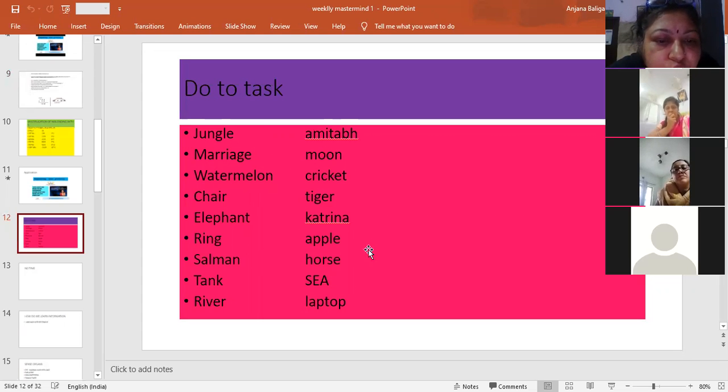You have to create a story of all these 20 words and put it in the group. In the Mind Memory Mastery paid group, you are going to put the story. Then I'm going to link you to a Facebook group also. There also you can post your story. Is it clear? So this is the task for the whole week. You have to form a story of these words.